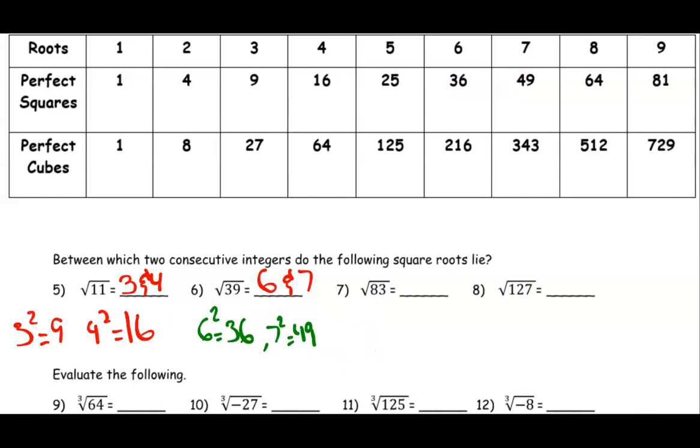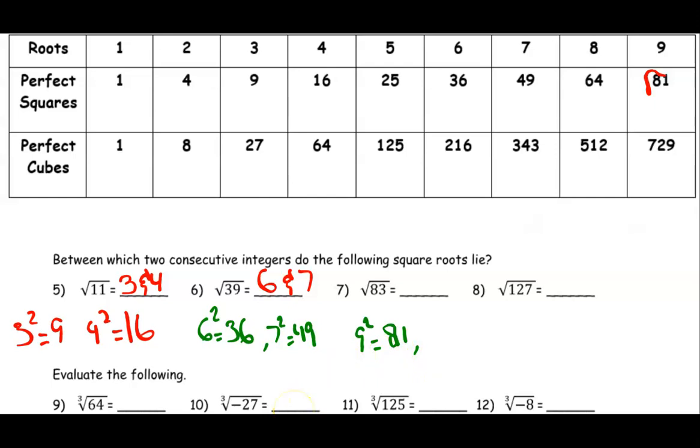Next one. Our next question is figuring out the 2 consecutive integers where the square root lies for the square root of the number 83. Now my chart unfortunately ends at the number 81. I know the square root of 81 is 9. Alright, so I'm going to just write a little note down for myself that we know that 9 squared equals 81.